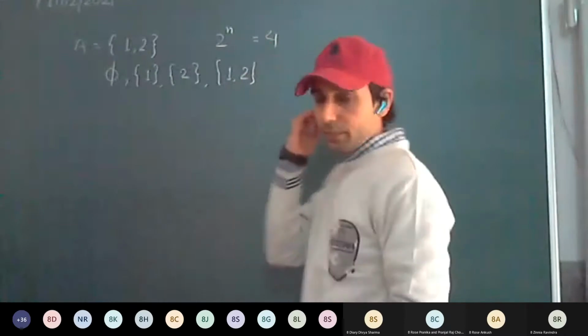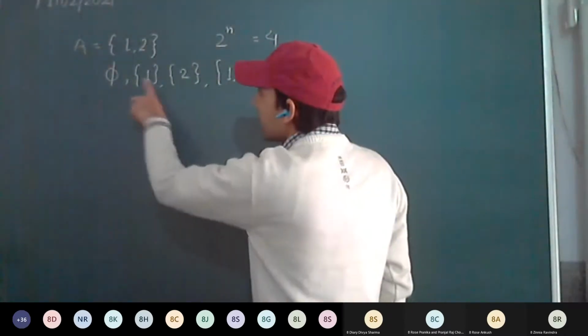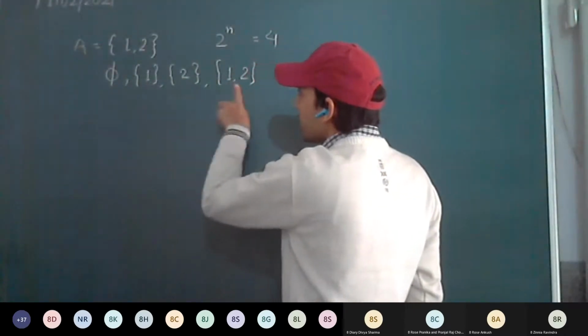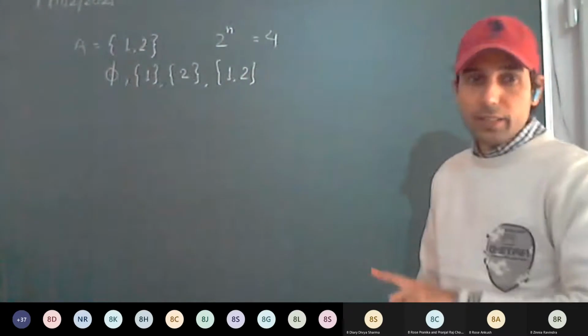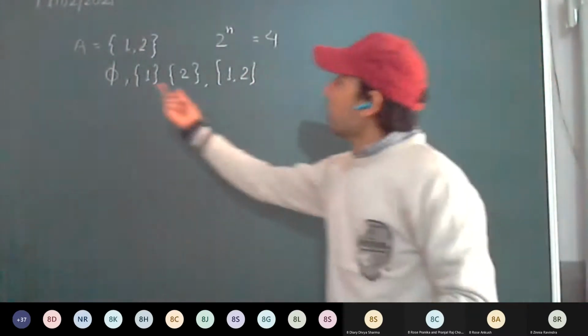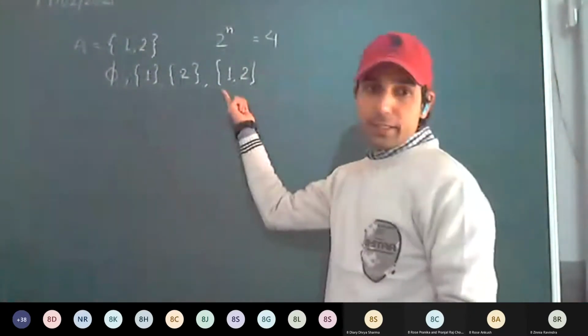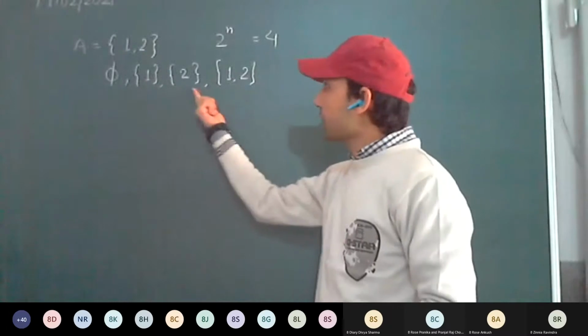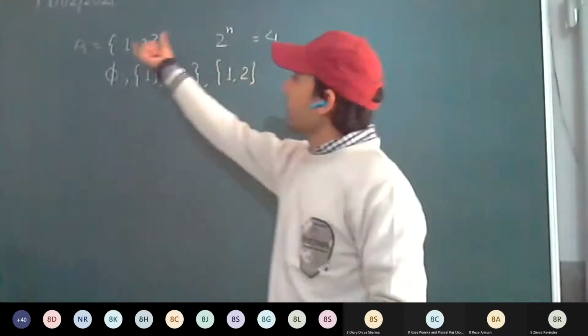Okay, now see here. This is a subset, this is a subset, this is a subset, this is a subset. Now, which are the proper subsets? These all 4 are subsets, where this one is the same as set A.